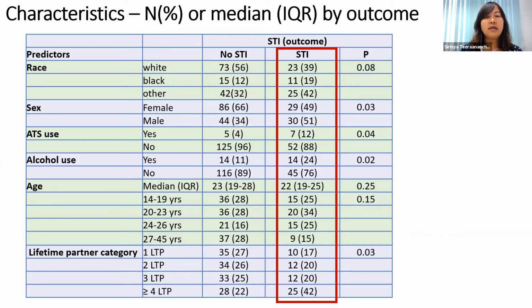And you see the correlation among groups between STI and predictors. For the rest, there are no significant differences among the groups of STI. Another variable is ATS, alcohol, and lifetime partner are correlated with the STI, whereas age is not correlated with STI, which we checked with the chi-square test.